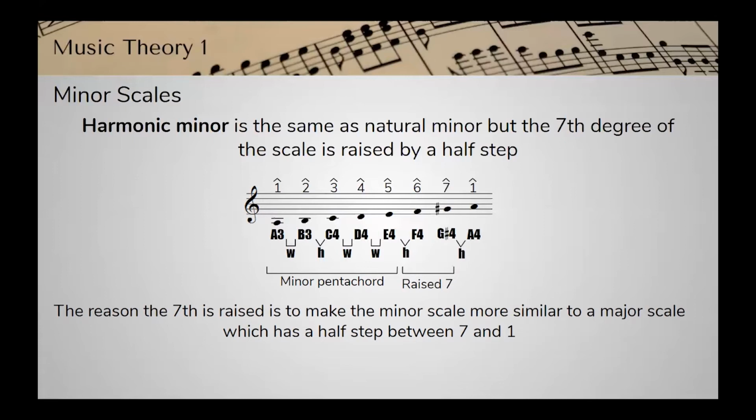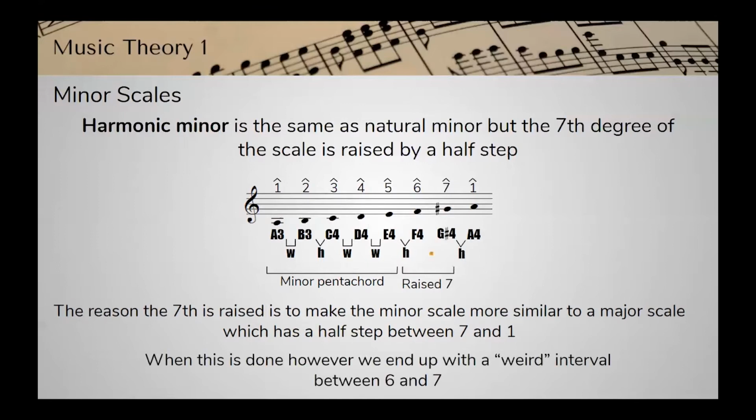Okay, so in a major scale, we have a half step between 7 and 1. It's called the leading tone. And we also want our minor scales to have that, but they don't naturally have that. So we kind of make it have that by raising that 7th degree so that we have a half step between 7 and 1. But it creates a problem because we end up with this kind of strange interval between F natural and G sharp. We'll learn later that that is called an augmented second, but you can hear kind of how unusual it sounds for the world of classical music.